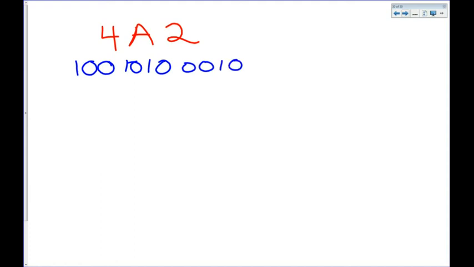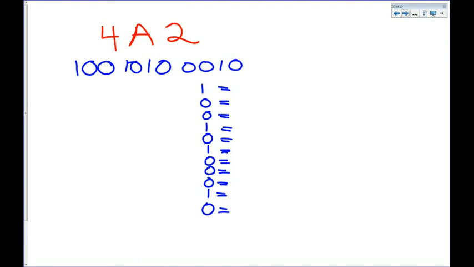Okay, so now we have the binary. Now what do we do? So we put it down. 1, 0, 0, 1, 0, 1, 0, 0, 0, 1, 0. Okay? Of course there is, but this is a tried and true method. What was the process again? These are going to be added, right?